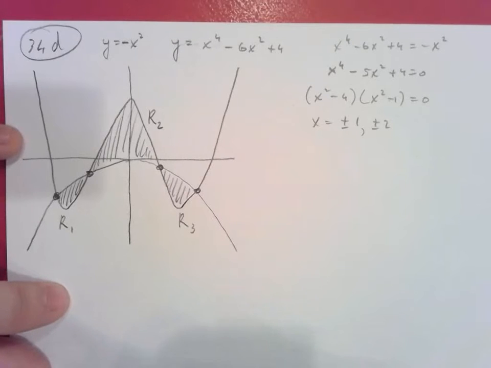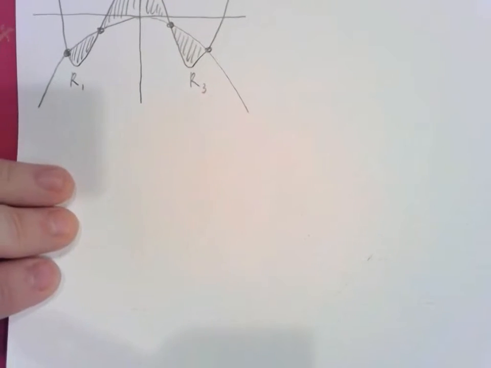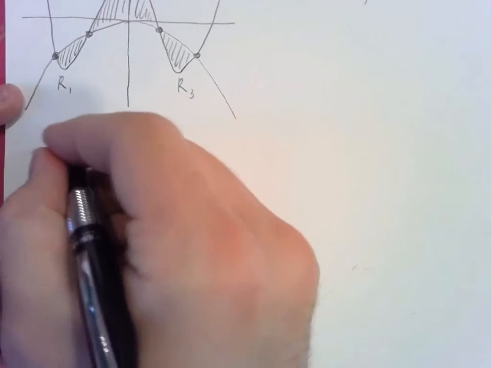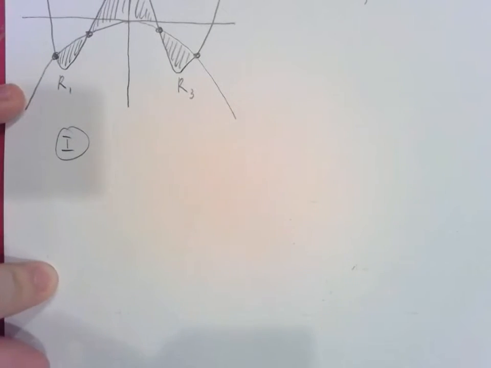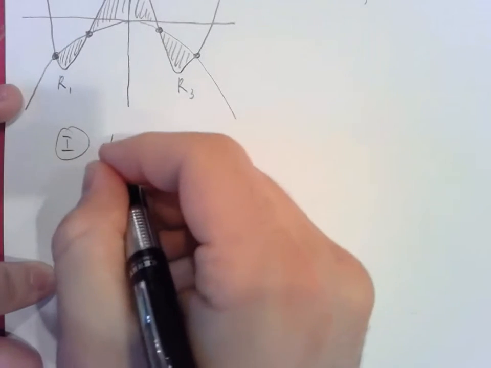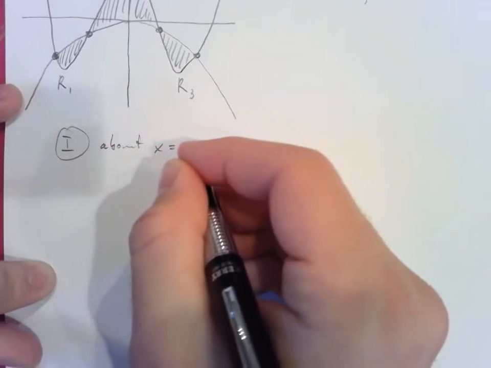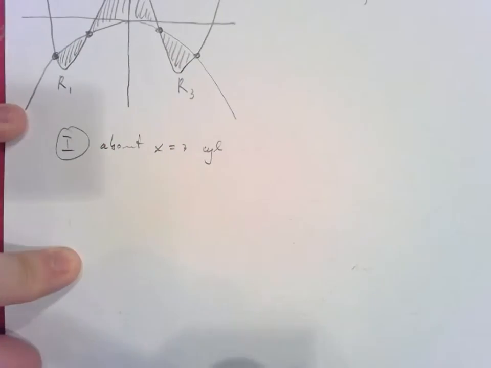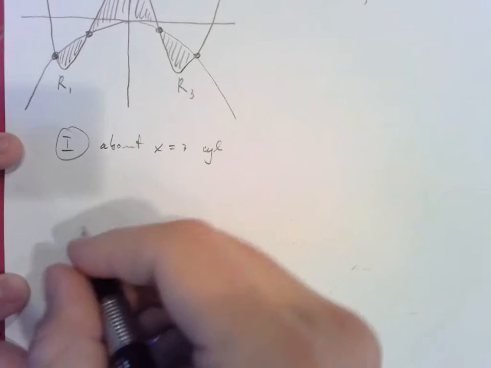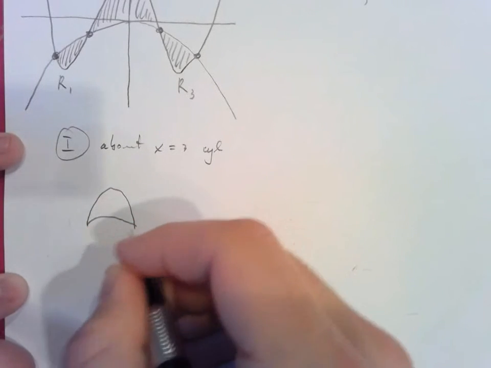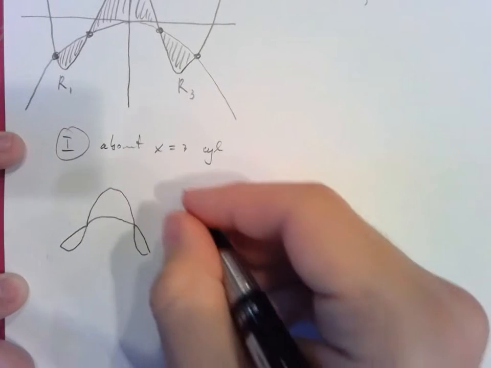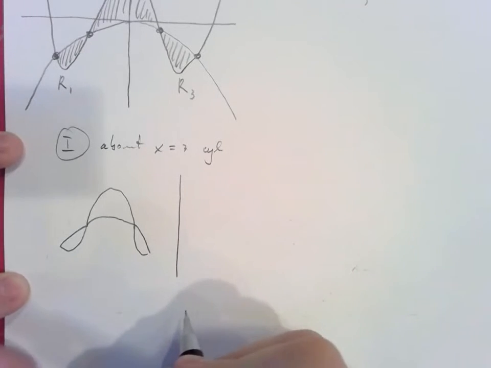Okay, now for the first part, so I have the region drawn. Let's do it piece by piece, right? So for the first part, Roman numeral 1, I'm looking at revolving this about x equals 3 and using the cylindrical shell method. So here are my regions, and I'm revolving it about a vertical line, x equals 3, right?